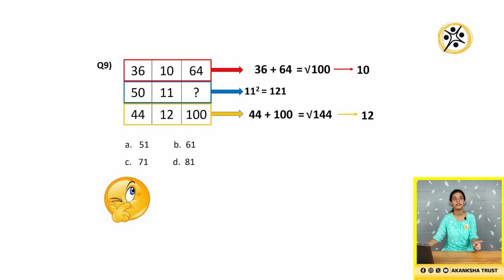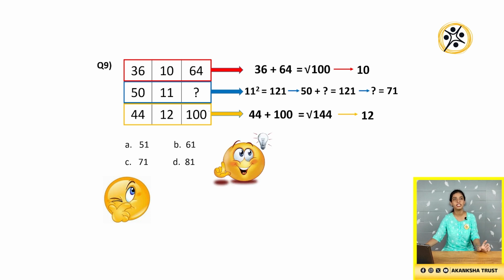So we know that 11 square is 121. So the sum of 50 plus the missing number should be 121. So what is the missing number here? 121 minus 50 will give you the answer as 71. So here, applying the same rules, we can confirm that 71 is indeed the missing number, and we have 71 in our option, that is option C.